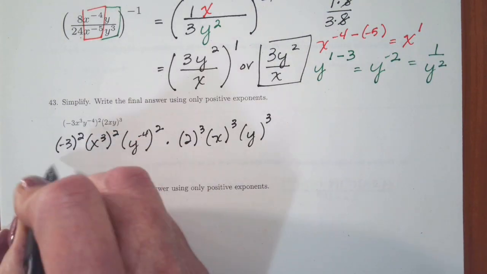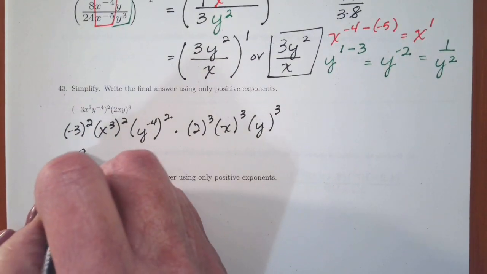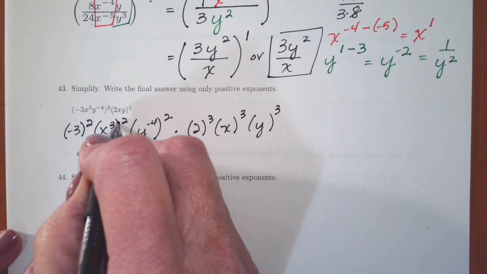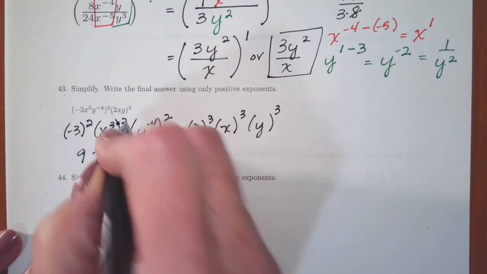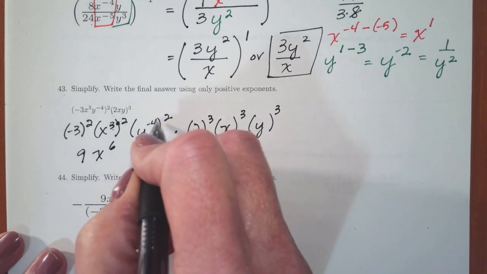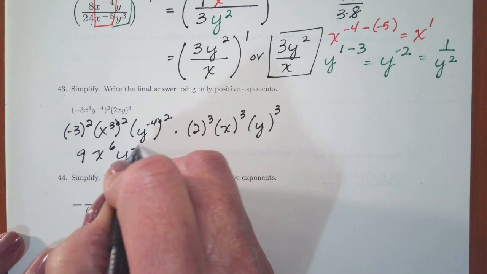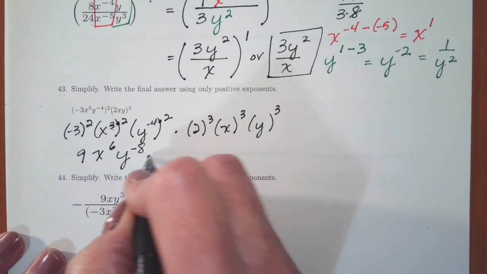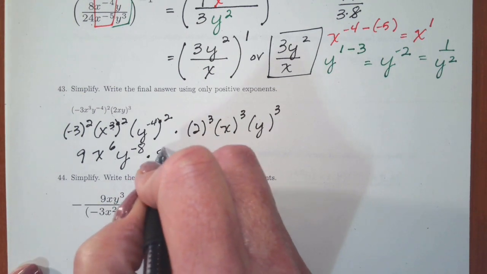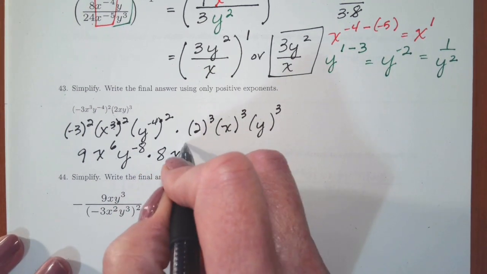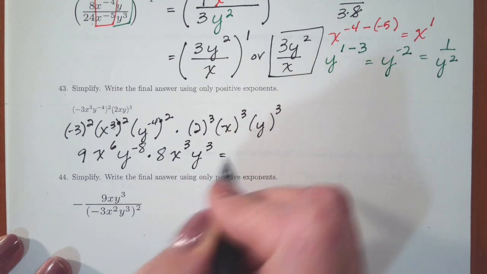Negative 3 to the second is negative 3 times negative 3, which is 9. 3 times 2 gives me x to the 6th. Remember, with a power I multiply. Negative 5 times 2 gives me y to the negative 8. 2 to the third is 2 times 2 times 2, which gives me 8. x to the third, y to the third.